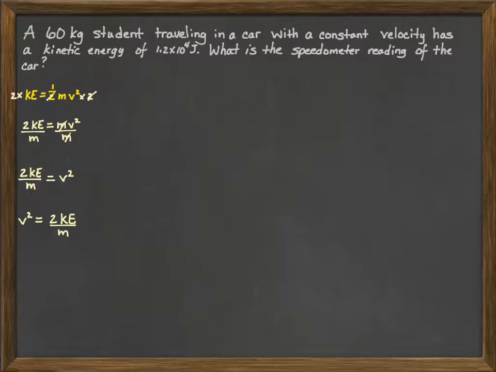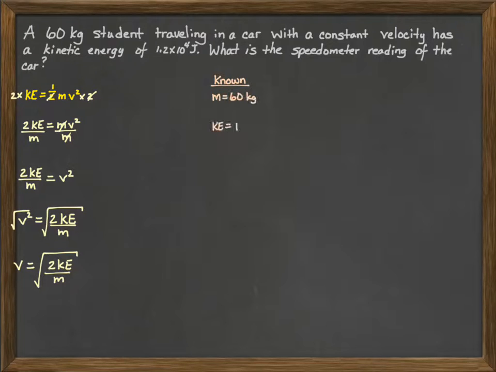Now I want to get rid of the squared on my v because I just want to find out how fast the car is going in order for the student to have this kinetic energy. So what I do is take the square root of both sides. So what I'm left with is v is equal to the square root of 2 times the kinetic energy divided by m. This equation now gives me v by itself, which means I can solve for v as long as I know the kinetic energy and the mass.